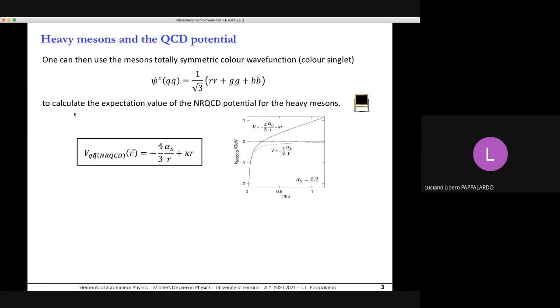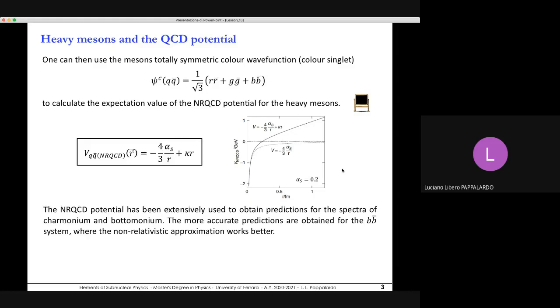Okay, so this is the full shape of our non-relativistic QCD potential. And you see here the Coulomb term, which is important at low distances. This is the distance, of course, on the x-axis. And then as soon as the distance between the quark-antiquark pair becomes large, the linear term dominates, okay? And this, at the end, will dominate at larger distances. This is an example of evaluation of this potential for a value of alpha strong of 0.2.